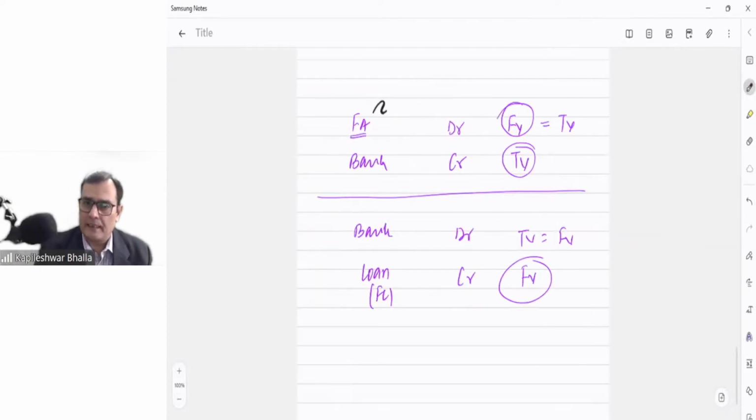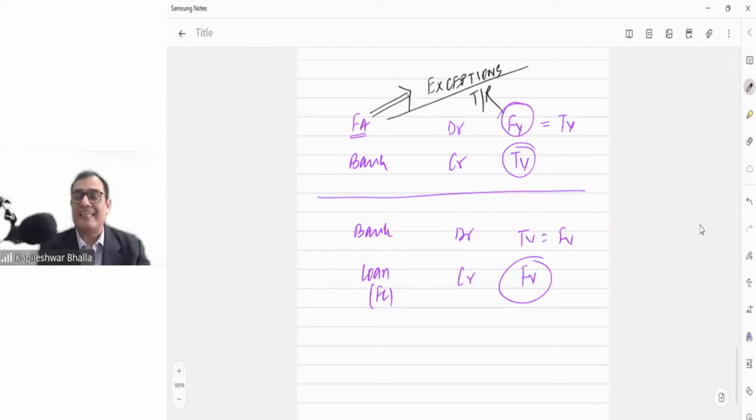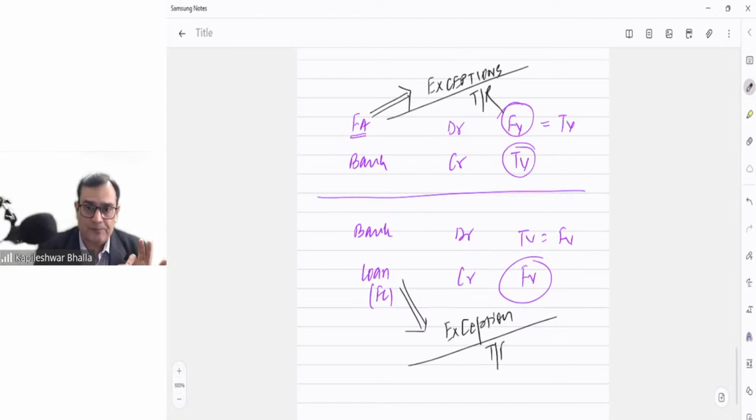It would be technically right to say that all the financial assets are taken initially at a fair value, but there are certain exceptions. And what are those exceptions? When you record a trade receivable, when you record your debtors, it is recorded at a transaction value and not at a fair value. Similarly, in terms of financial liability also, there is an exception where we don't record at a fair value, but we record it at a transaction value: trade payables.